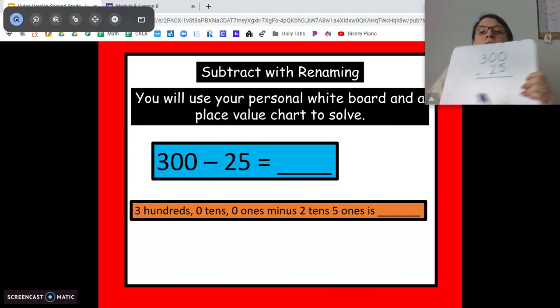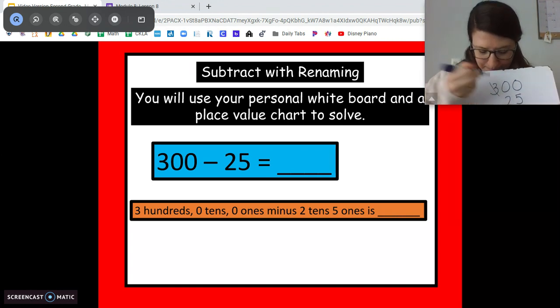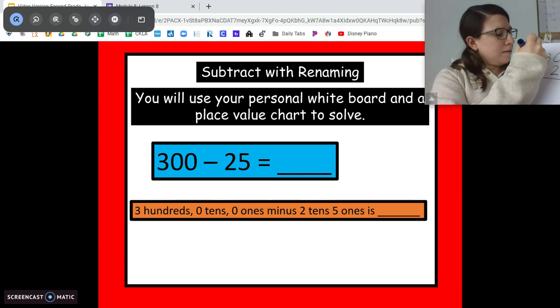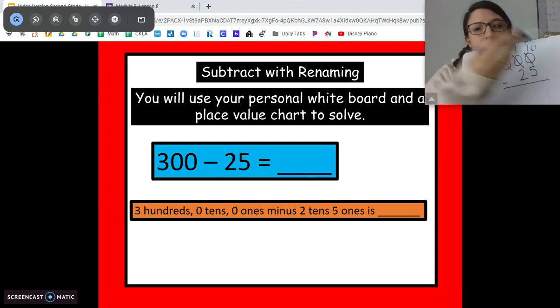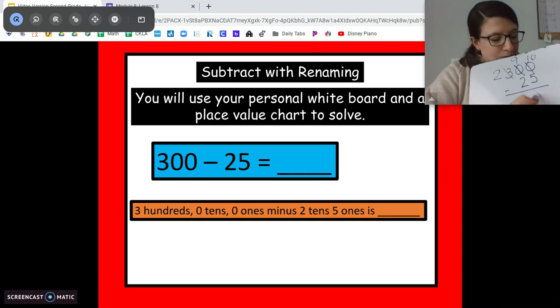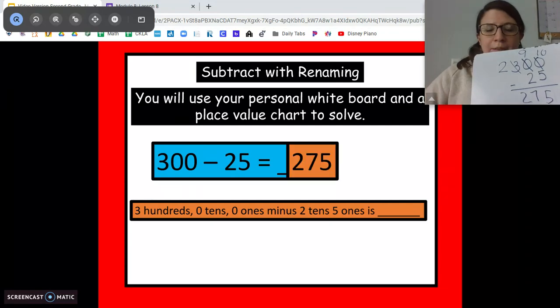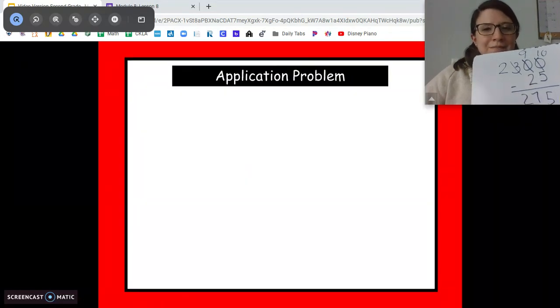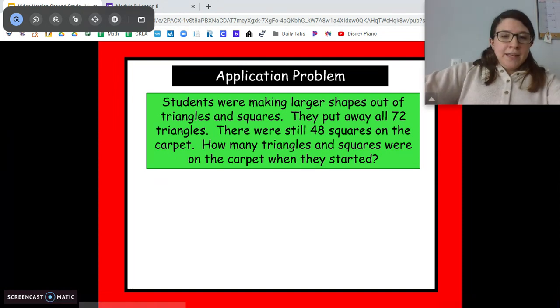All right, here we go. So we have 2 zeros here, so I'm going to have to start over in my hundreds place. I'm going to take 10 tens and move them over. But I know that I need the 10 over here, so I'm just going to write a 9 already because I know I'm going to have to move it over again. 10 minus 5 is 5. 9 minus 2 is 7. 100 stay the same. We get 275. Awesome. All right, let's get into our application problem.